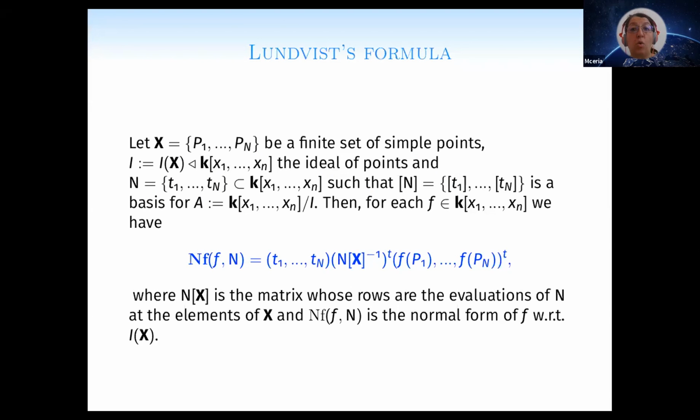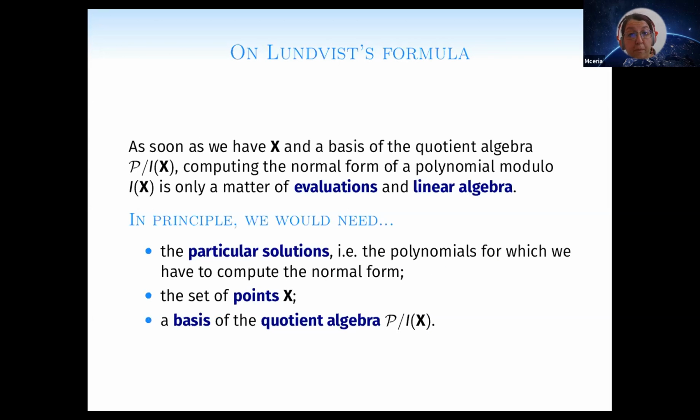This formula by Lundqvist allows us to compute the normal form of a polynomial as a sort of linear algebra step. If you have a finite set of points and I(X) is the ideal of the points, you can compute a basis of the quotient algebra K[x1, ..., xn] modulo the ideal. In order to get the normal form of a polynomial f, you have to perform what is done in this formula. Here you have the basis of the quotient; here you have a matrix in which you evaluate this basis of the quotient at the points. And here you only have the evaluation, at the points, of the polynomial of which you want the normal form. Then you only have to invert a matrix, transpose, and multiply matrices. So it's a matter of linear algebra. In principle, then, in order to solve the problem, you need the particular solutions, because they are the polynomials for which you want the normal form, the set of points, and a basis of the quotient algebra.